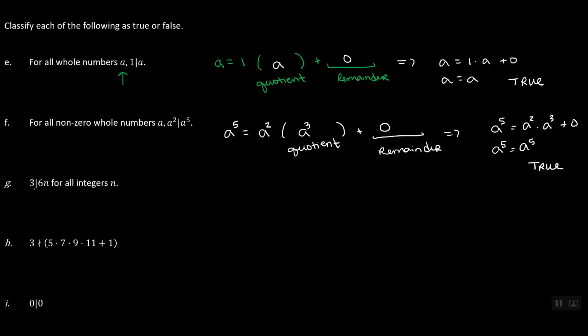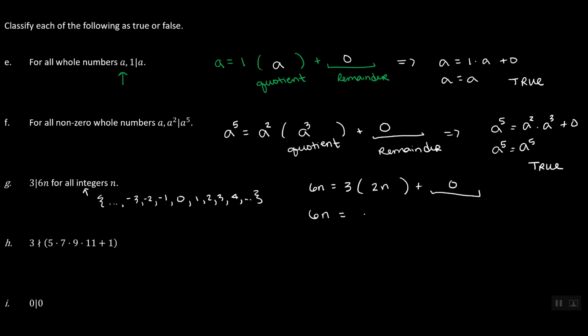Next example, we have 3 divides 6 times n for all integers n. Integers, those are positive and negatives. So let's remind ourselves what an integer is. That's the set of all the negative numbers and all the positive whole numbers. So we're asking, is it true that 6n can be written as 3 times some quotient plus a remainder? In order to make this statement true, I need to plug something in for my quotient that when I multiply it by 3, it looks like 6n. So let's try 2n with a 0 remainder. 3 times 2 is 6, but that's multiplied by n, so we have 6n plus 0, and that's another true statement. 6n is equal to 6n. So it is true that 3 divides 6 times any integer.